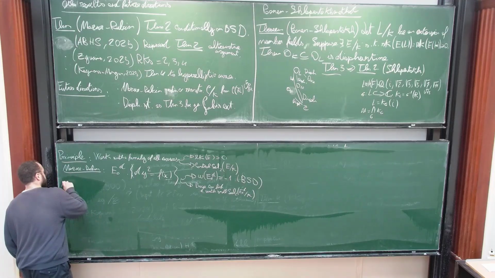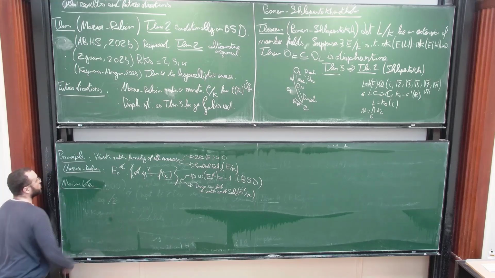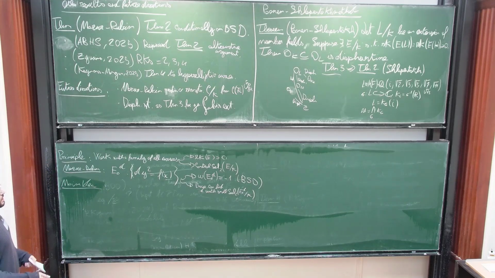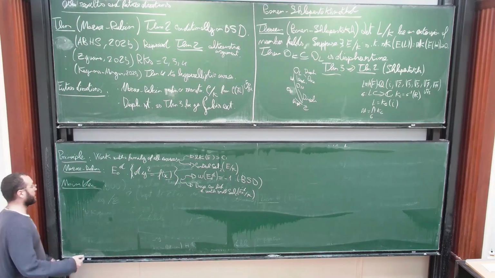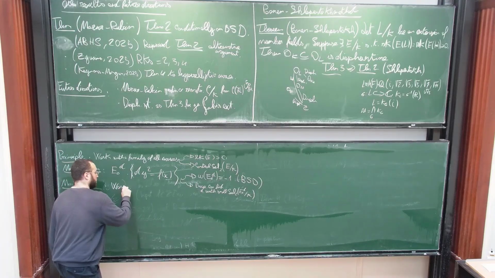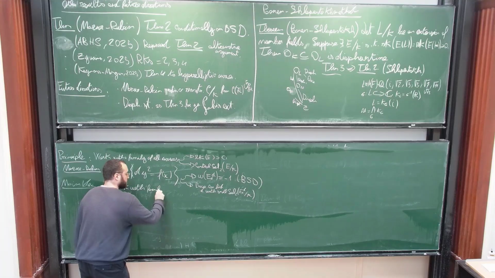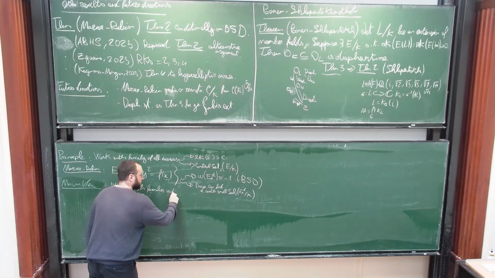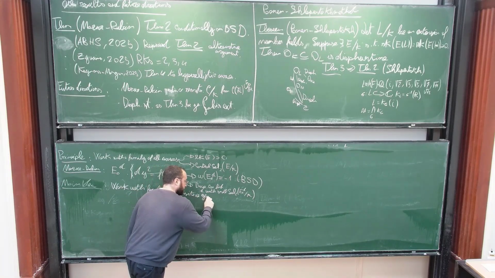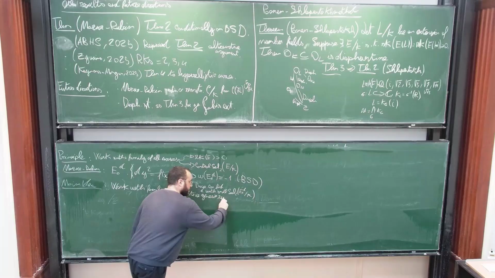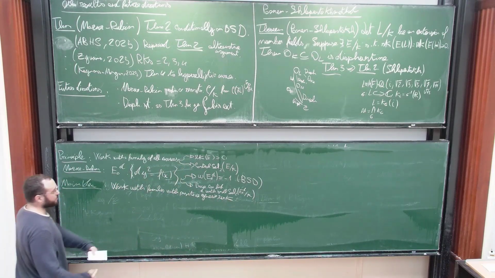So the main idea for all these works that I mentioned is to work instead with a family such that this condition holds generically. So work with families of curves with generic positive rank, sorry, positive generic rank. And then the hard part becomes this one.